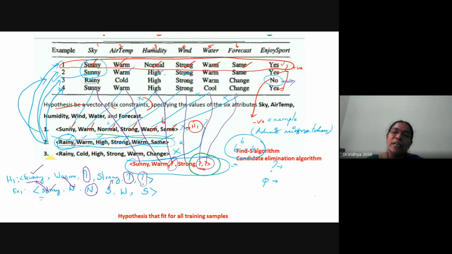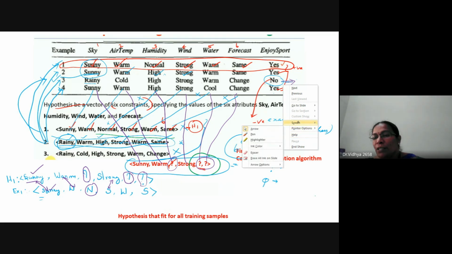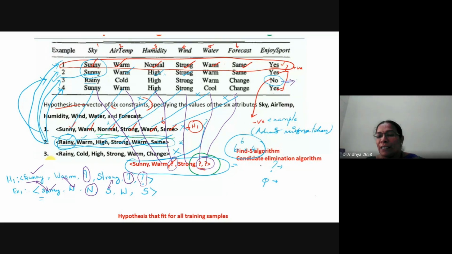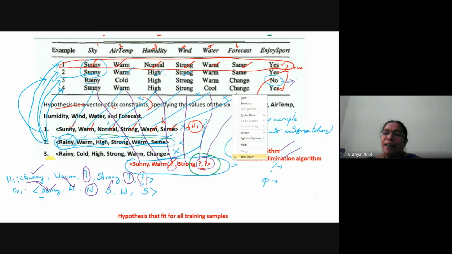Before getting into those algorithms, here I have mentioned the Find-S algorithm and the candidate elimination algorithm. They are little advanced techniques which will help you to overcome the difficulties in your normal hypothesis generation process. So first we will study Find-S, then in the next class we will learn about the candidate elimination algorithm.